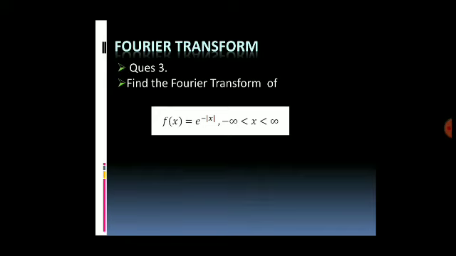The third question is, find the Fourier transform of f of x is equal to e raised to minus mod x, where x takes the value between minus infinity to infinity. See the question. It is not a direct question. Your function contains a modulus x term, e raised to minus mod x. So here again you will have to know about your modulus function. What do you know about the modulus function?